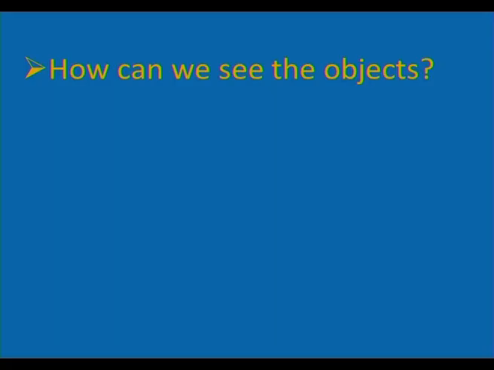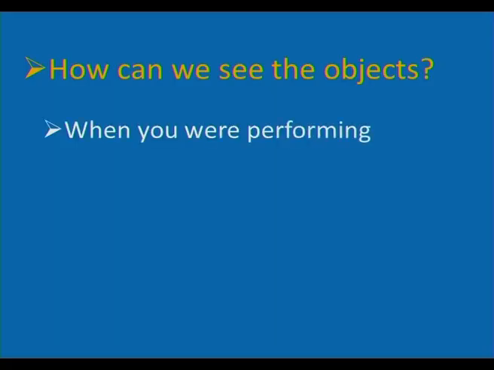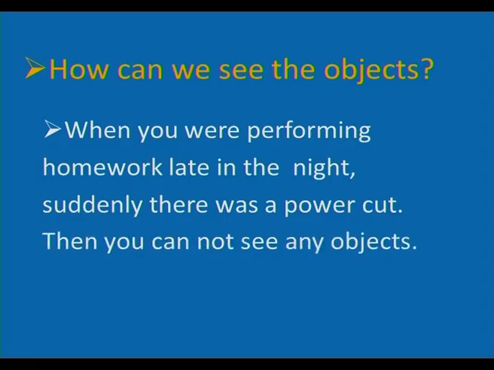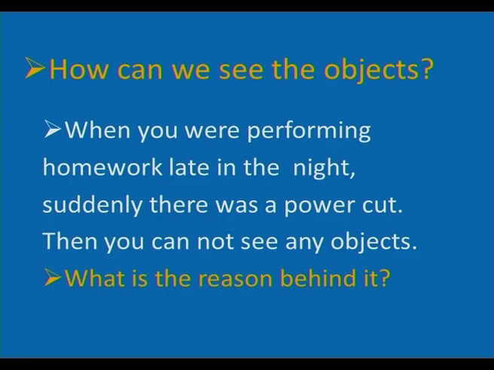How can we see the objects? When you are doing homework late in the night and suddenly there is a power cut, then you cannot see any objects. What is the reason behind it?